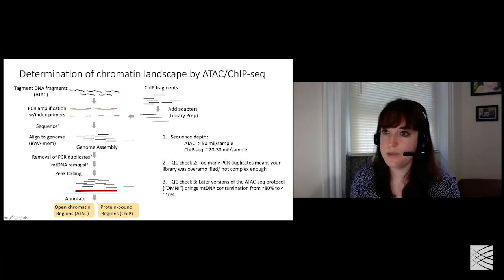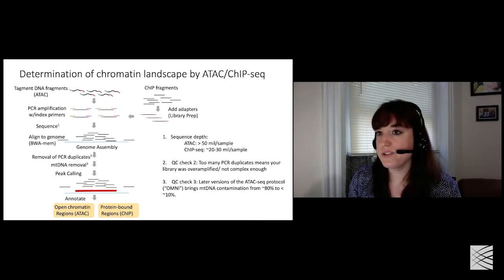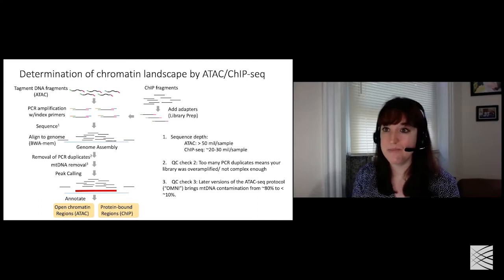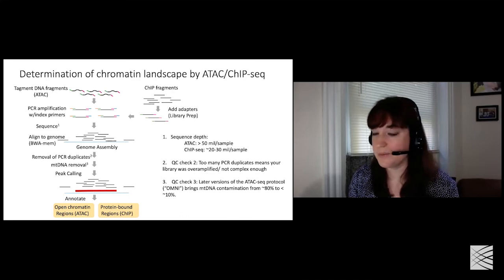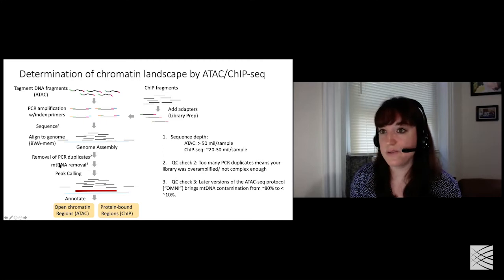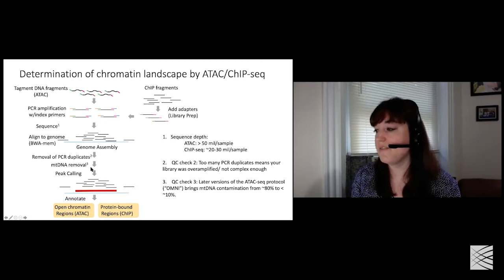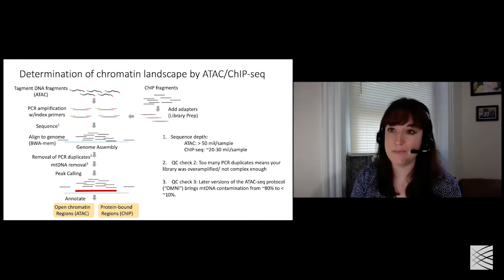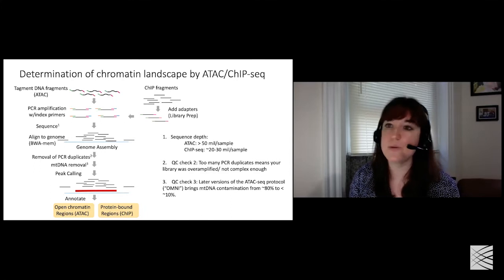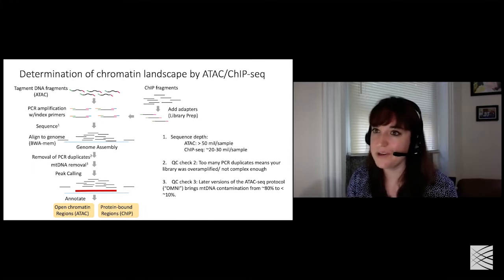We do this for both ChIP-seq and ATAC-seq, and this is particularly important for ATAC-seq, where in earlier versions of this protocol you had maybe up to 80% mitochondrial contamination. So if you sequence 50 million reads and you can only use 20% of them, your library is not complex enough to generate the peaks that you're looking for. The later versions of this protocol have now brought the mitochondrial contamination from about 80% to less than 10%. So that's great, and you can get away with 50 million reads, whereas before you needed 100 to 150 million reads to compensate for that.